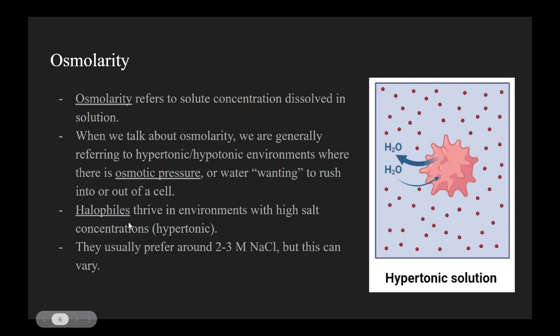So let's look at halophiles. Halophiles thrive in environments that have high salt concentrations, for example, halophilic archaea that are found in the Dead Sea. They usually prefer around 2 to 3 molar sodium chloride, or just table salt, but this number can vary based on the organism, of course. And this high salt concentration is an example of a hypertonic environment, where there's more concentration of salt outside of the cell than inside, which means that the water will be driven out because you're trying to equalize the concentration of salt within the cell and outside of the cell.